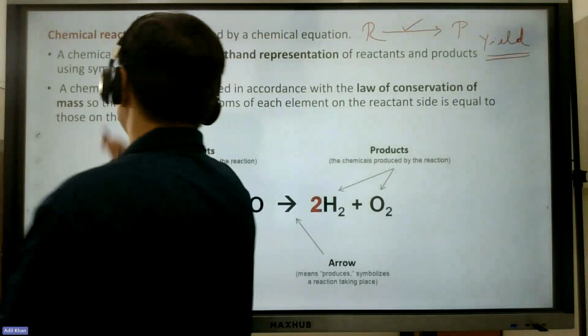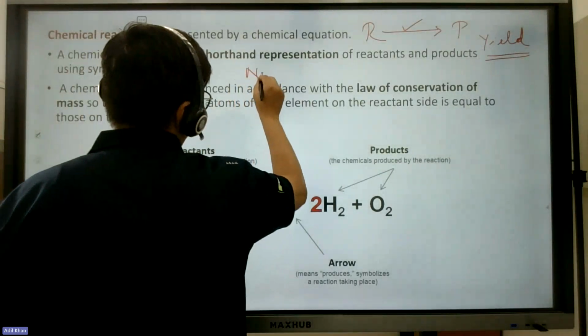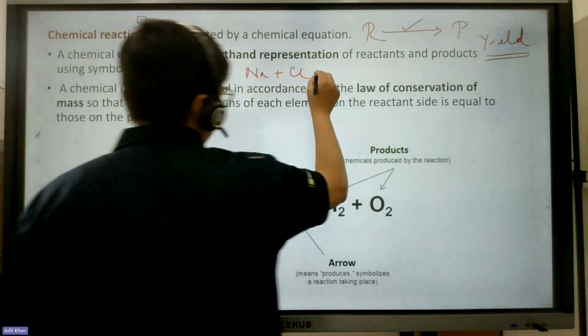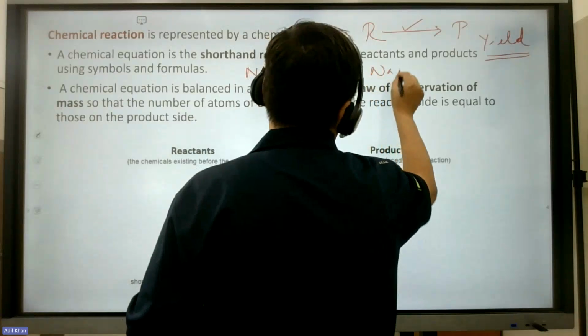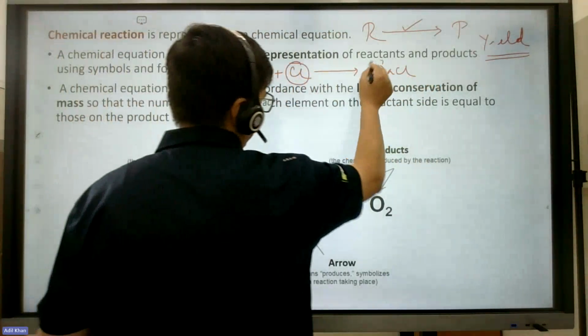Now this entire reaction you can represent as an equation. For example, when I take sodium and combine it with chlorine, I'm writing in a very layman term, it can form NaCl. So this is my reactant, this is my reactant, this is my product.